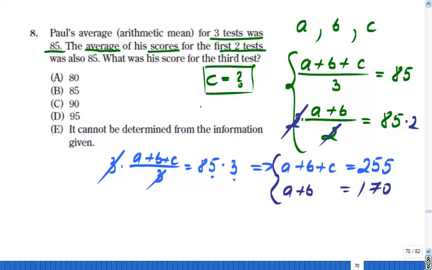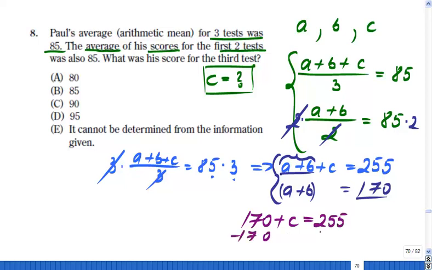How can we use this information here? Well, I'm looking for C, and I know A plus B is 170. You can plug it in here into the first equation. So instead of A plus B here, I can write 170. And now you have this equation: 170 plus C equals 255. How can you find C? Well, take 170 away from both sides. 170 minus itself is 0. C equals 255 minus 170, which is going to be 85.